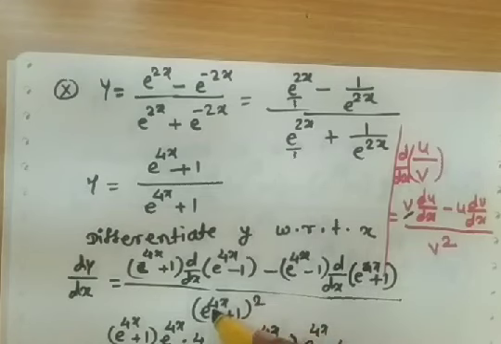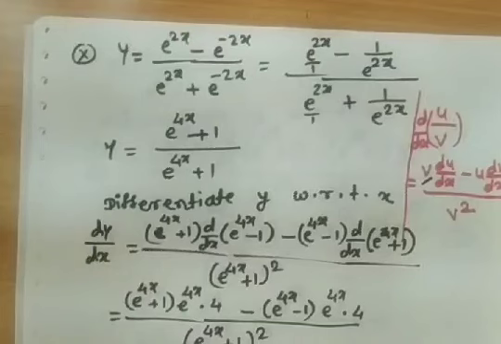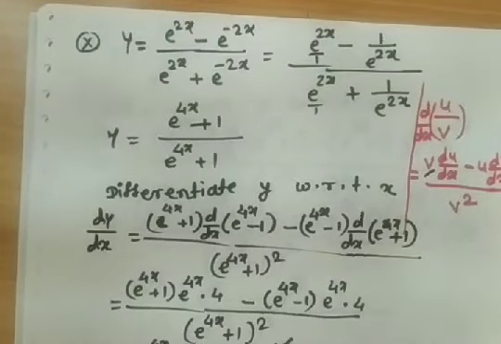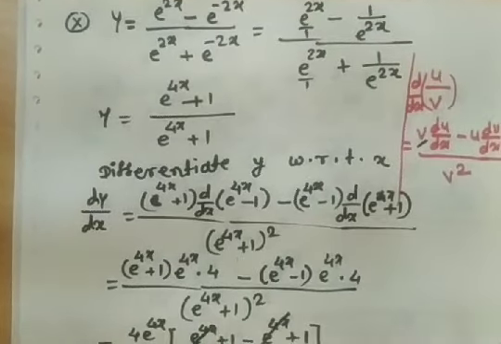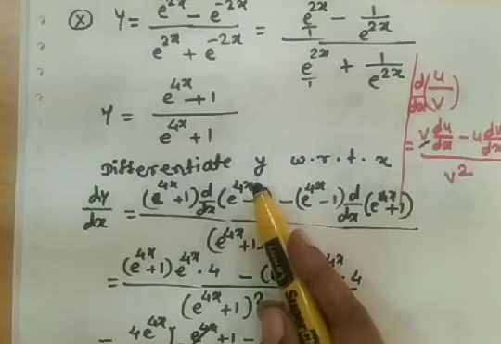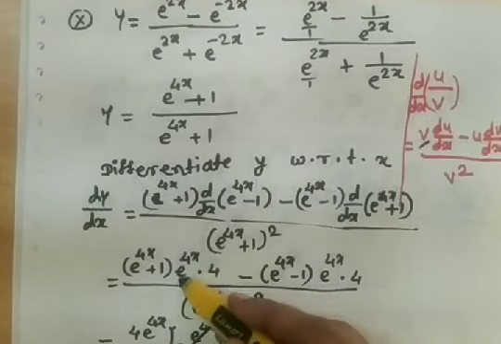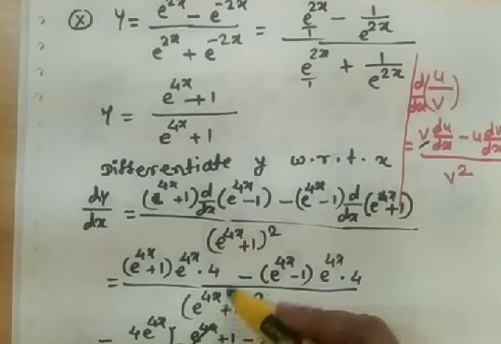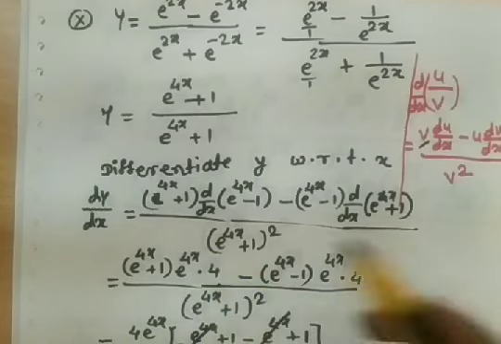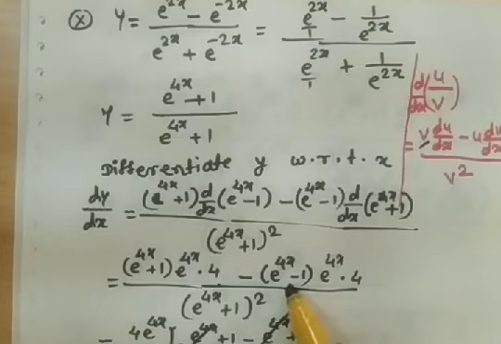In the denominator, v square becomes e raised to 4x plus 1 bracket square. Then next term, e raised to 4x plus 1 into derivative of this e raised to 4x is e raised to 4x, and derivative of this 4x is 4, minus e raised to 4x minus 1 keep as it is and take the derivative of this bracket, that is e raised to 4x plus 1.